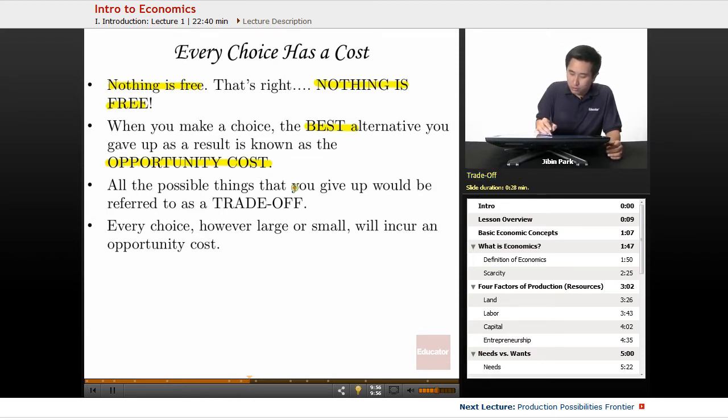So all the possible things that you would give up is referred to as a trade-off. Every choice, however large or small, will incur an opportunity cost. So you're watching this lecture, you could be cleaning up your room. You could be watching a movie. There's all these different things that you could be doing, so it's not free. You may not be actually paying any money, but it definitely is not free. There's always going to be opportunity cost for whatever decision that you choose to do.